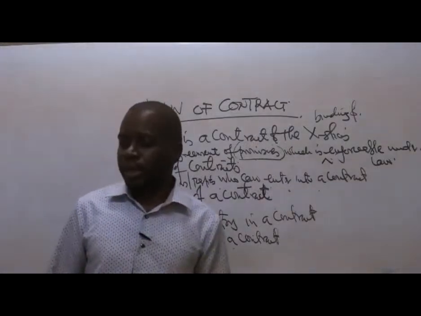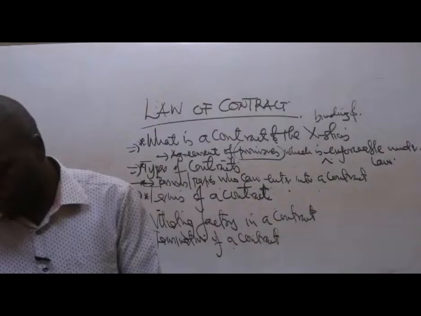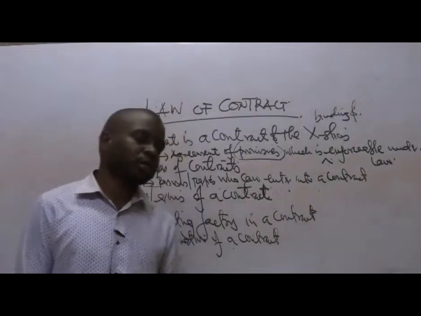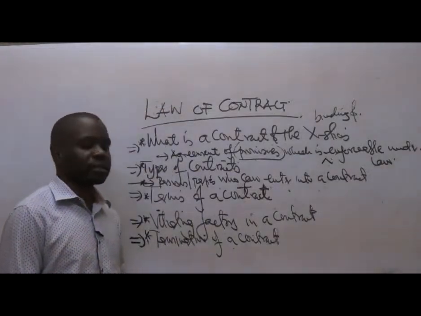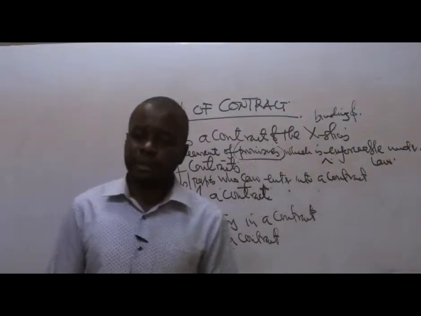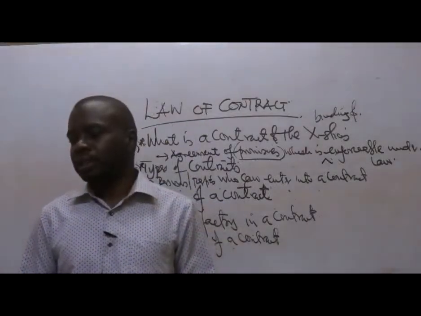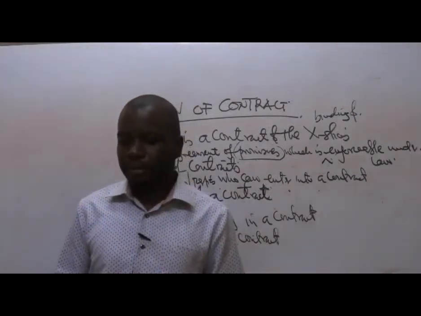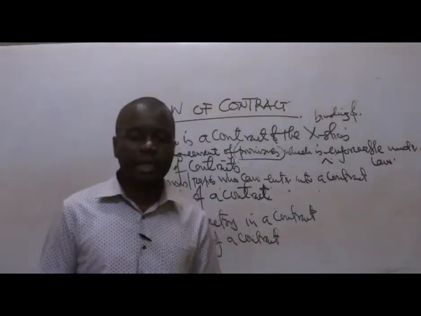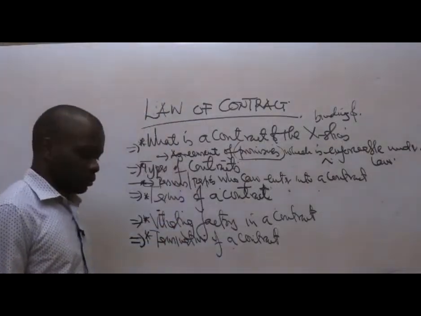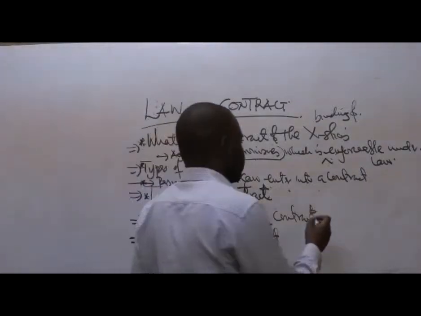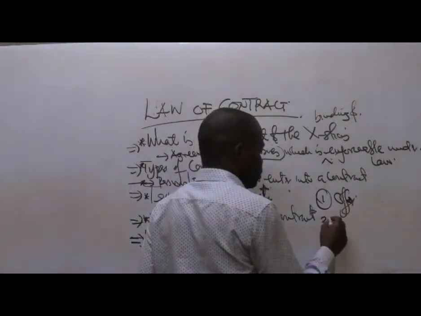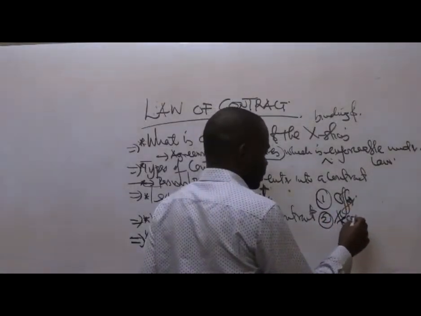So what are the key essential elements of a contract? When you talk about the key essential elements, we're talking about the key characteristics that must be present for a particular agreement to be seen as actually being a contract. What are the key essential elements that must be present for a particular agreement to be concluded as being a contract? So number one, there must be an offer. Number two, there must be an acceptance.